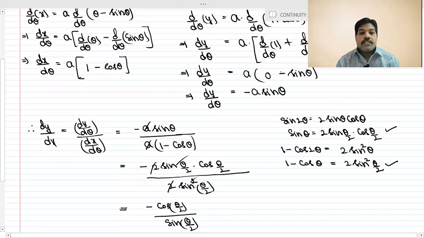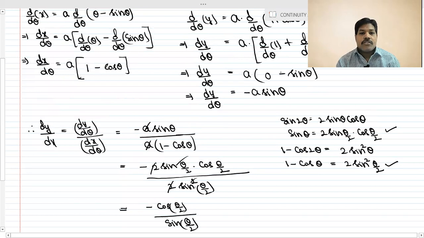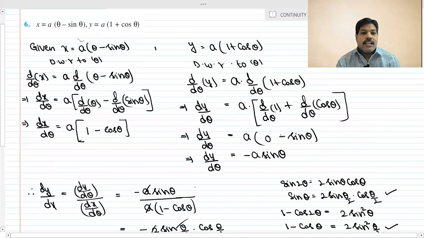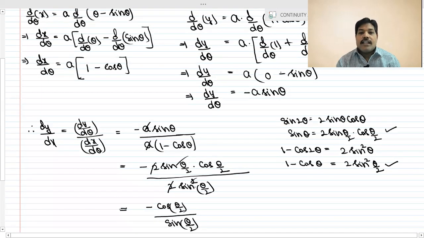So see that question, students. All are understood this one? Just apply dx by d theta and calculate dy by d theta. After calculating dy by d theta, just replace the values here. So a will be cancelled. You will get sine theta by 1 minus cos theta, so minus sine theta by 1 minus cos theta.